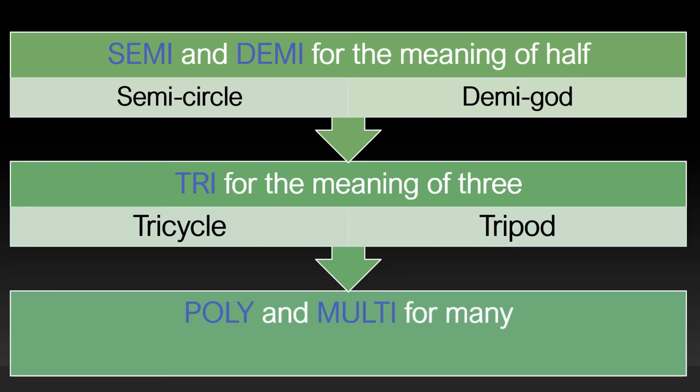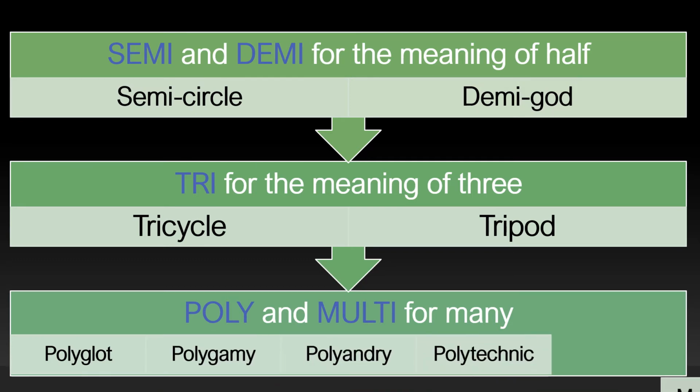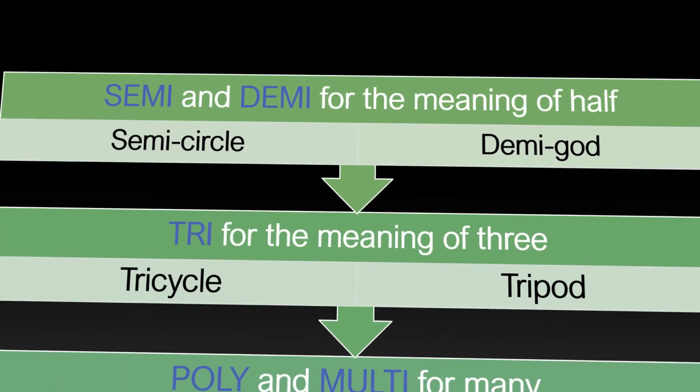And another example for prefixes of number is poly and multi. These two prefixes give us the meaning of many. For example, polyglot, polygamy, polyandry, polytechnic and multilingual. Polyglot means someone who knows a lot of languages. Polygamy, someone who has many wives. And polyandry, someone who has many husbands. And polytechnic, a school where many kinds of technical knowledge are studied. And multilingual, someone who knows many languages.